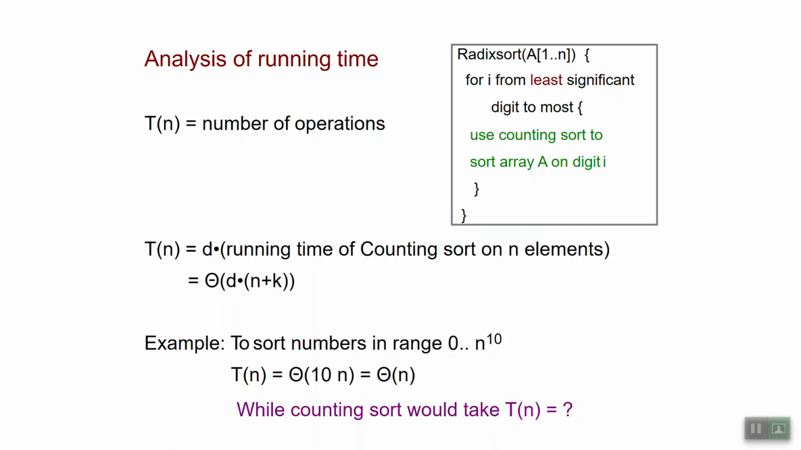While if you were to apply just plain counting sort to such an input, it will take much longer. It will take time n to the 10. So here we can see that we can sort in linear time even integers of polynomial magnitude, like n to the 10, n to the 100. This is very powerful because such integers arise in many applications.